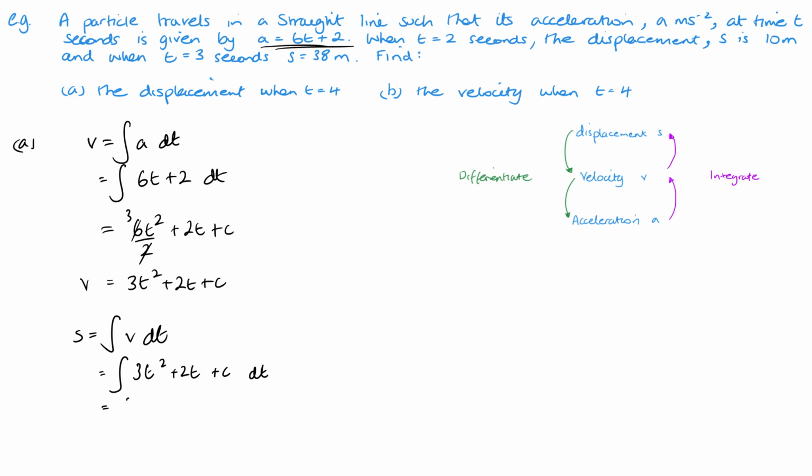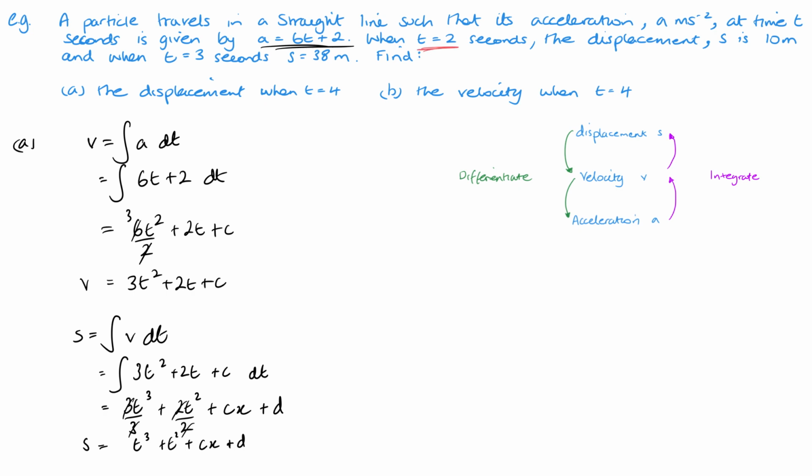So integrating this, we get 3t cubed over 3 plus 2t squared over 2 plus cx plus d. So I'm just adding in a second constant that I'm calling d. Let's do my simplifying. Oh, that's nice. So t cubed plus t squared plus cx plus d. And that is our displacement.